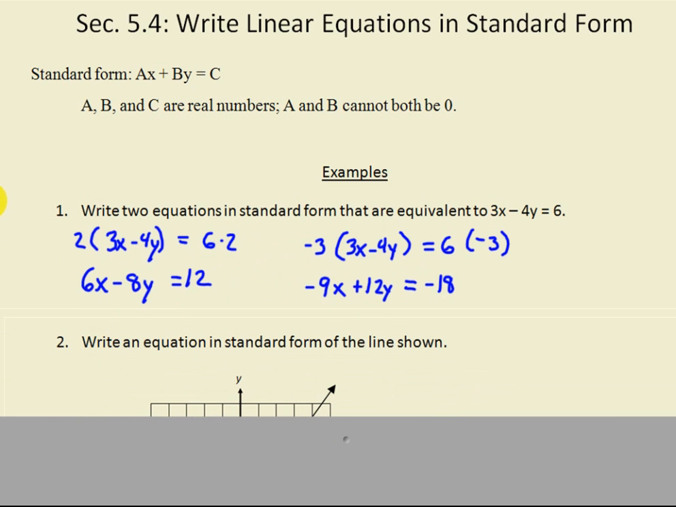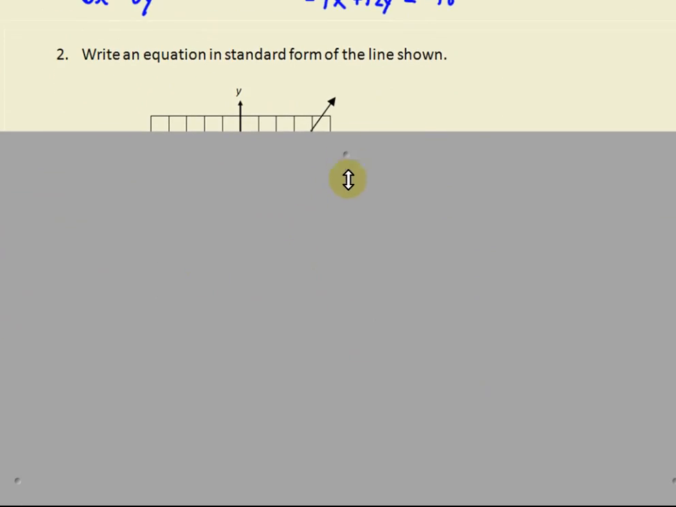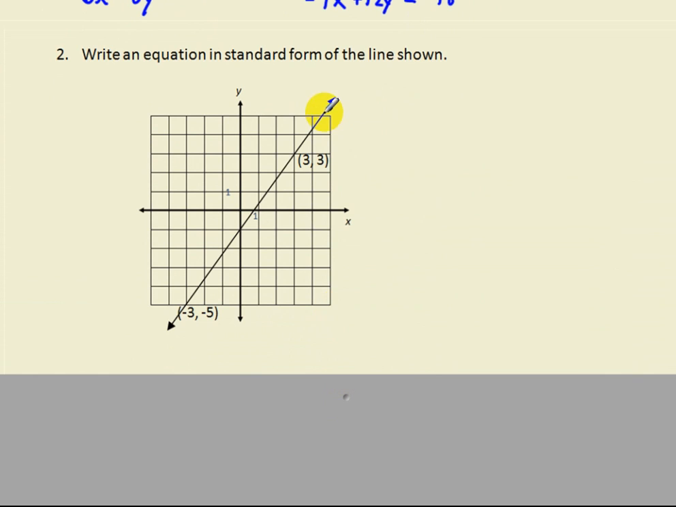Okay, number 2, write an equation in standard form of the line shown. So here we have a line on a graph. We're given two of the points on that graph, (3, 3) and (3, negative 5). So what you're going to find here is very often in standard form, we're going to start with our equation in some other form, such as slope-intercept form or point-slope form, and then we're going to rewrite the equation into standard form.